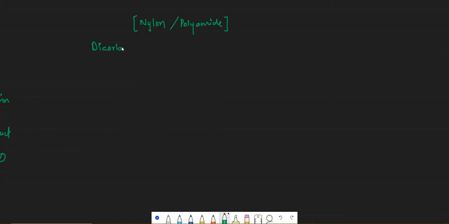What does it mean by dicarboxylic acid? It means two functional groups of carboxylic acids are attached on a single molecule. Dicarboxylic acids react with diamine. Amine is this group, NH2. Dicarboxylic acid reacts with diamine to form polyamide or nylon and water.